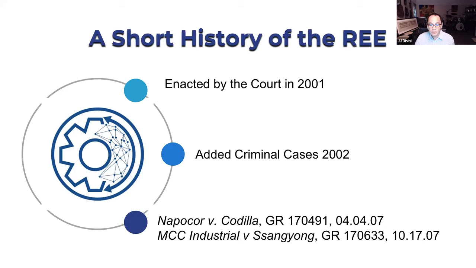Two cases are worthy of note in relation to the rules on electronic evidence: the Napocor versus Codilla case and MCC Industrial versus Sanyong. I'll take the second one first. In MCC Industrial versus Sanyong, very simple holding: the court ruled that a fax is not an electronic document. If you're proving a fax transmission, that is a paper document, you cannot rely on the rules on electronic evidence. Therefore, you have to show the original of the document and use the rules on evidence.